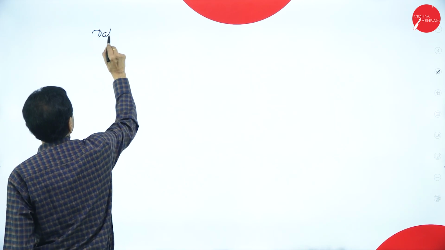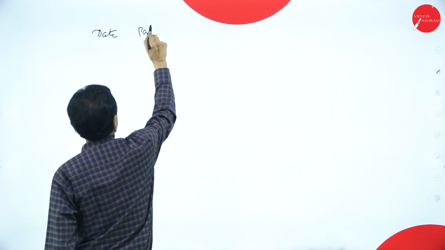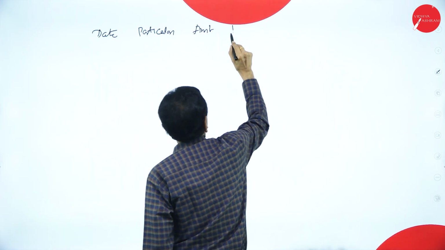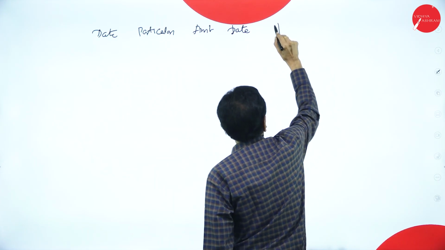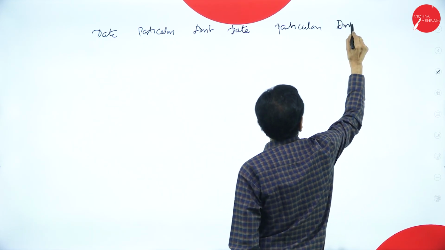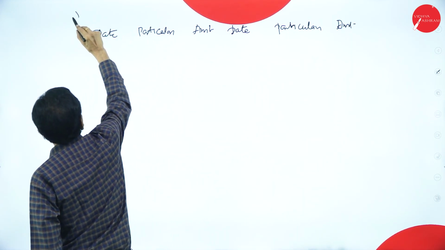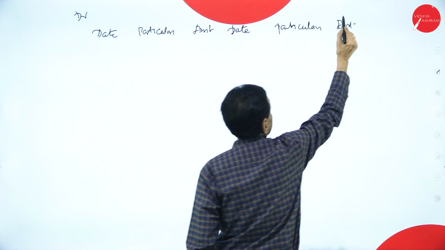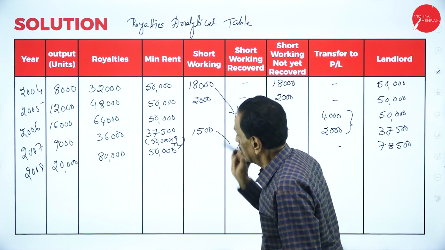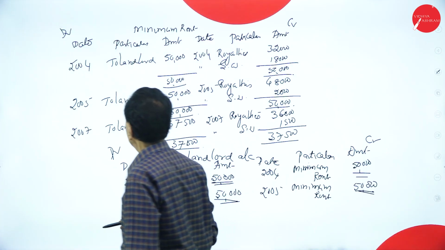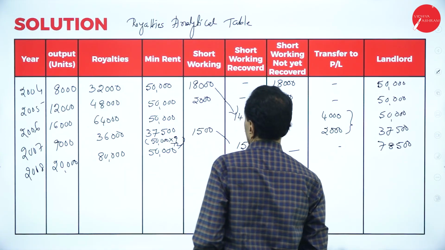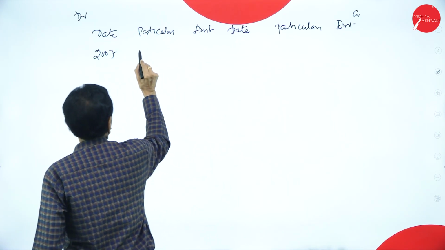Date, particulars, amount, date, particulars, amount, debit, credit. 2006 won't come because royalties are more. 2007, we are paying how much? 37,500 to bank.